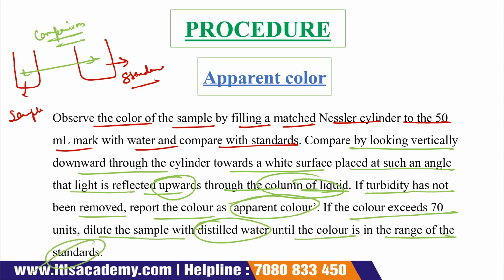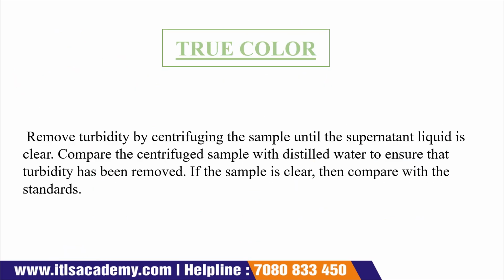Okay. If the color of the sample exceeds 70 units, then what should we do? We use distilled water and add it, and we keep adding distilled water until the color comes into the range. Now the next is the measurement of the true color.